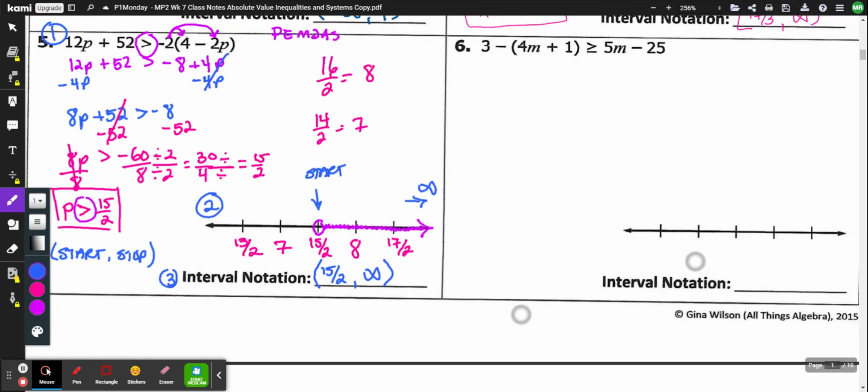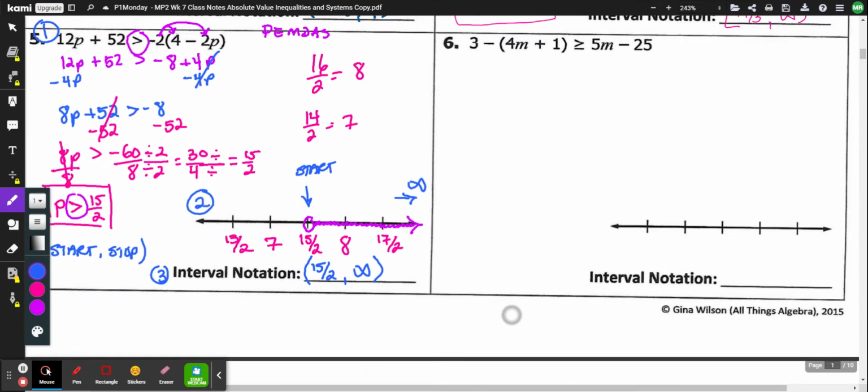Let's take a look at number 6. Leave that on the screen so you can see both. Okay, so remember, the first thing we need to do is solve. Do we need to do anything inside the parentheses? Kind of. We have this negative sign that we need to distribute. So we're going to write 3 equals negative 4m minus 1, greater than or equal to 5m minus 25.